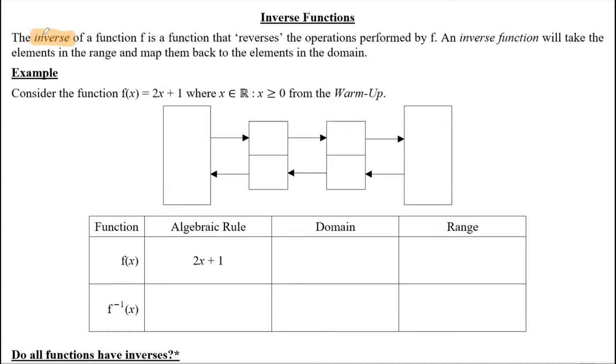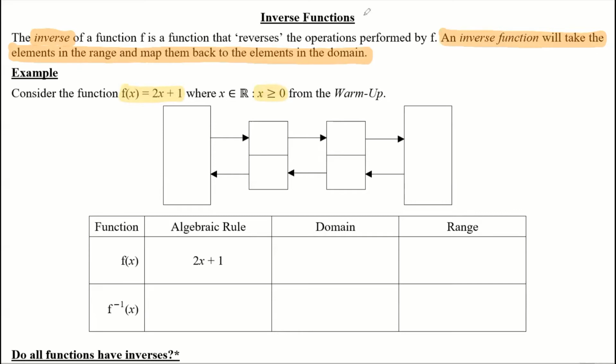Now, this is quite key. So it says here, an inverse function will take the elements in the range, okay? So not the domain, elements in the range from your original function f and map them back to elements in the domain. So we're going to see what this actually means. Now, if we go back to the example from the warm-up, so we're going to look at f of x equals 2x plus 1 here with the specific domain x is greater than or equal to 0. Well, how does this behave?